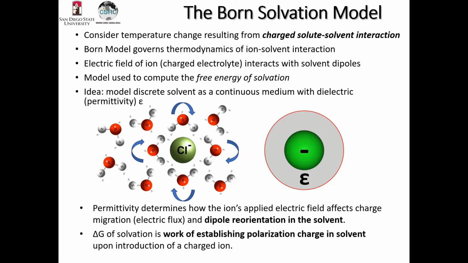To compute temperature, which is what we want to do, we need to compute the change in energy of solvation, which is the work done by an ion. We're injecting CO2 and it forms electrolytes in the solution. We need to calculate the work done by the ion to establish a polarization charge in the solvent by reorienting water dipoles. That's the Gibbs energy of solvation.